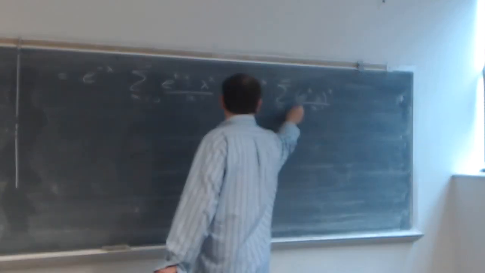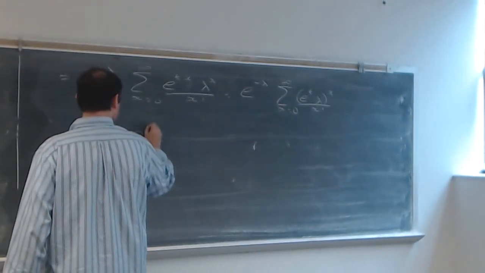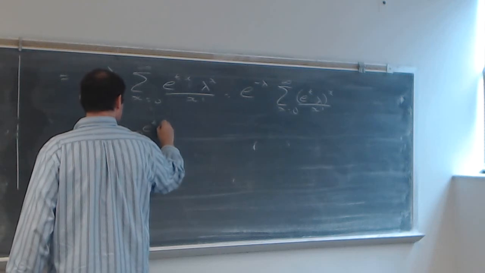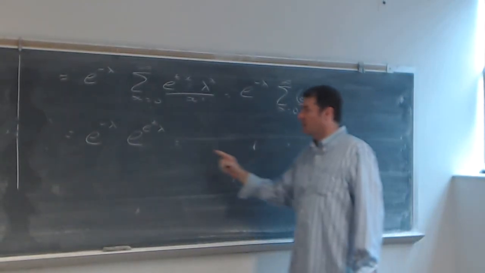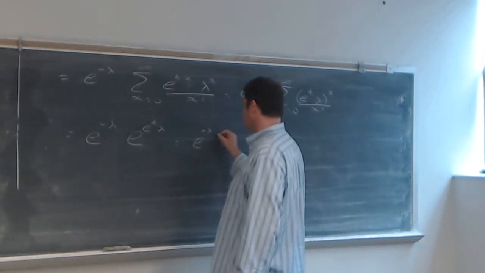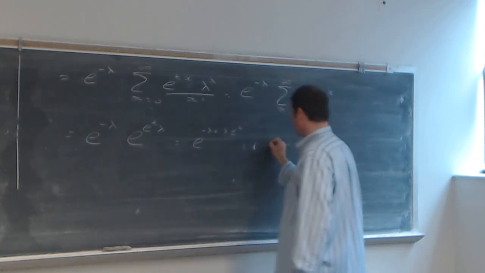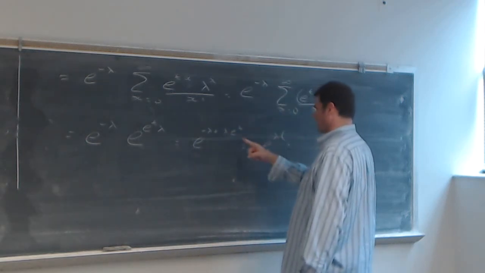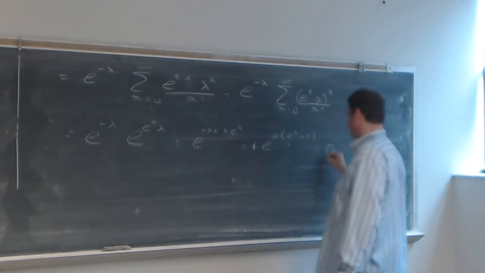And using Taylor's theorem here, this is equal to e to the minus lambda times e to the (lambda e to the t). And then this is e to the minus lambda plus lambda times e to the t, which we can rewrite as e to the lambda, factoring out a lambda of the exponents, times (e to the t minus 1). And that's what we're trying to get.